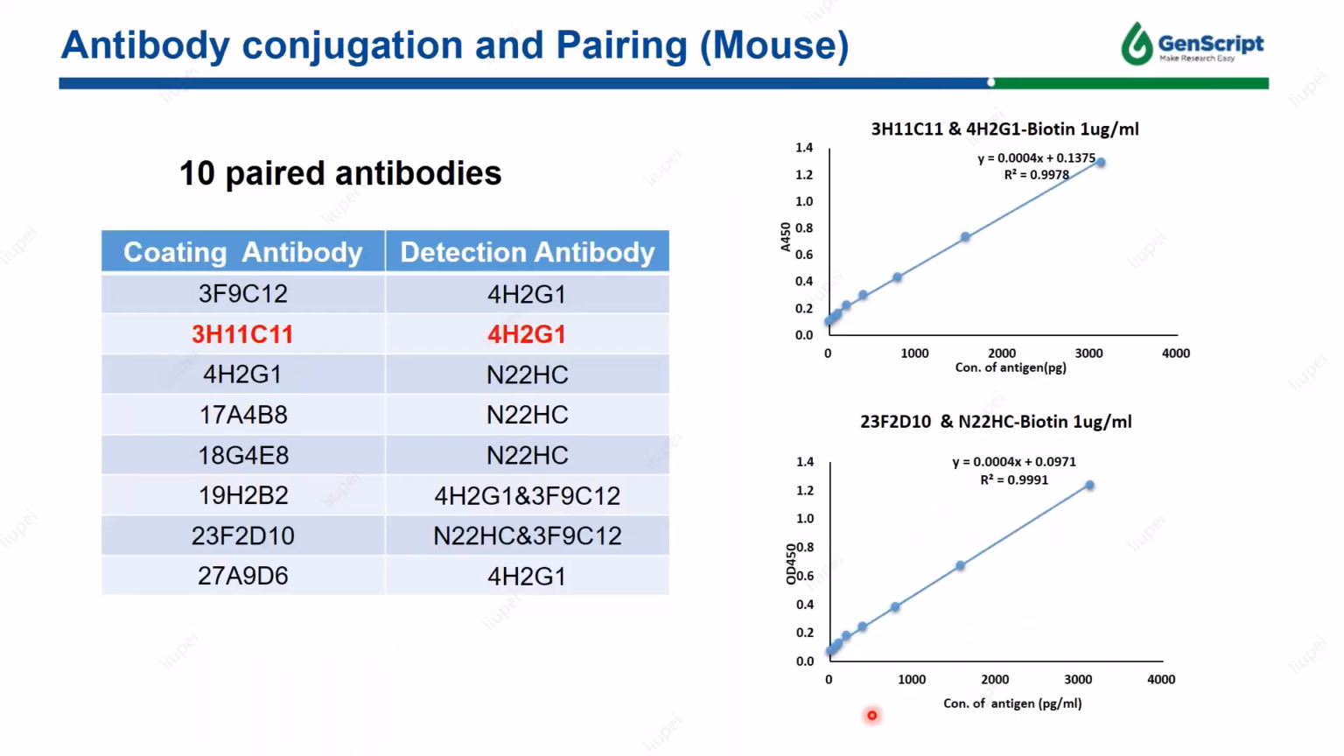Then we conjugated the antibody with biotin and acquired 8 paired antibodies. We choose one of the best antibodies for our ELISA kit development.